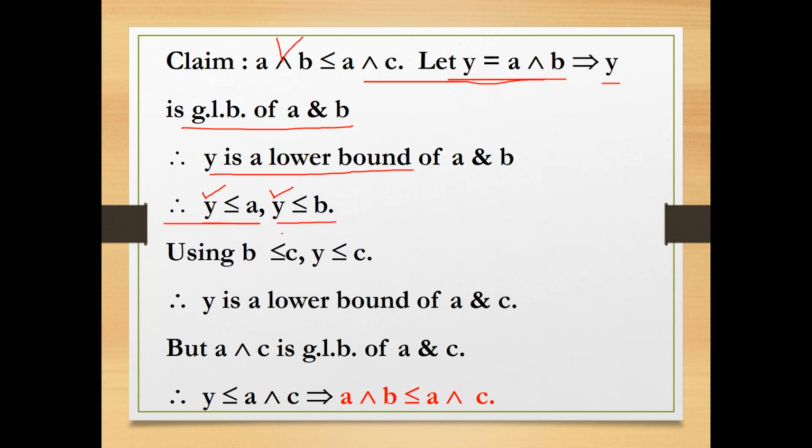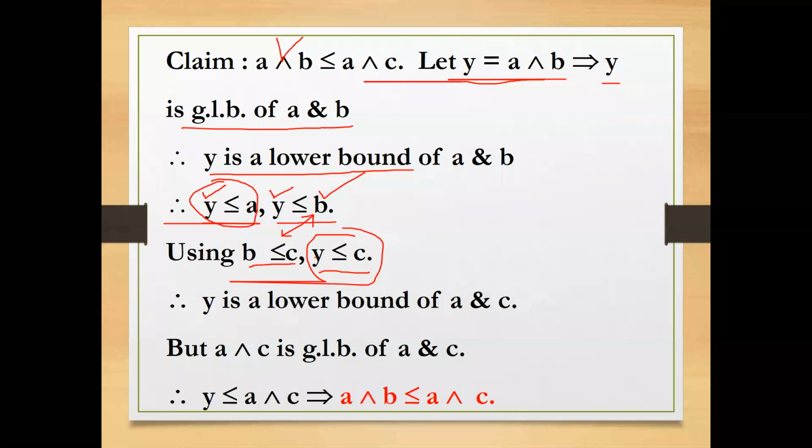Now using the same result, B less than or equal to C, and here we have Y less than or equal to B, so again using the transitivity property we have Y is less than or equal to C. Now Y less than or equal to C and Y less than or equal to A. Consider these two values. Y occurs on the left hand side, so Y is a lower bound of A and C. But A meet C is the greatest lower bound of A and C.